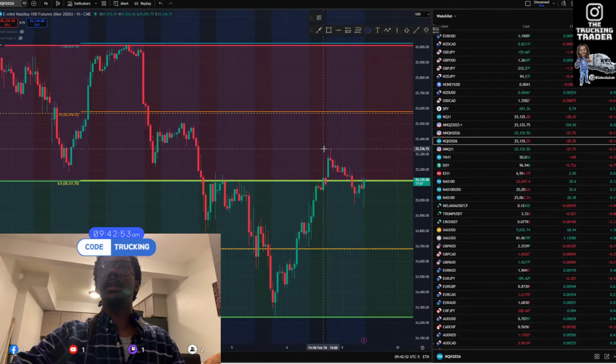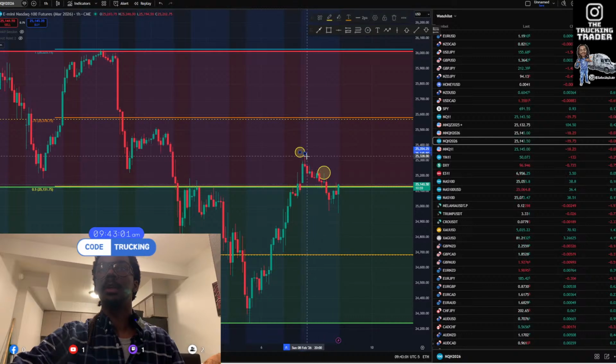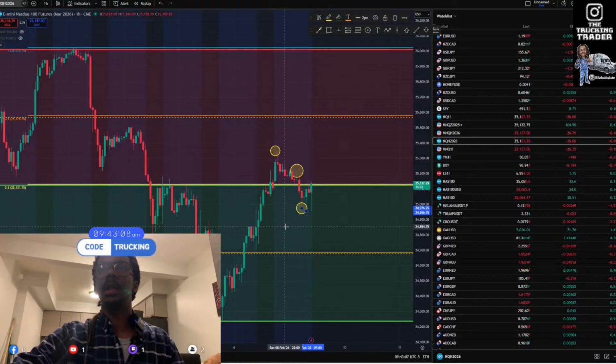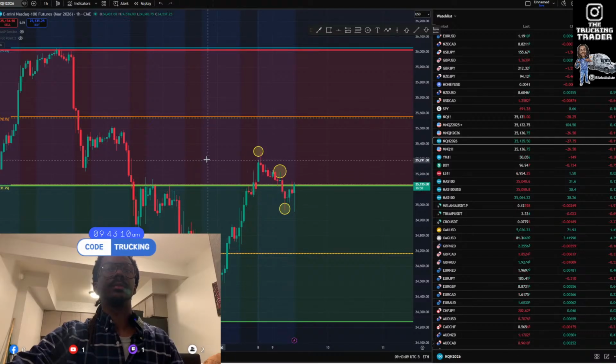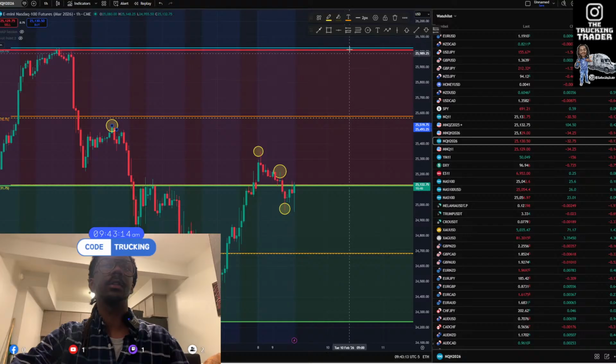So on a 1-hour time frame, we're going to be looking at all of our swing highs, right? We have a swing high right here. We have a swing high right here. We're going to start just finding the most recent swing highs and swing lows, right? We have a swing low right here on a 1-hour time frame. The reason why we're doing this is because we're going to be looking for swing failures, right?